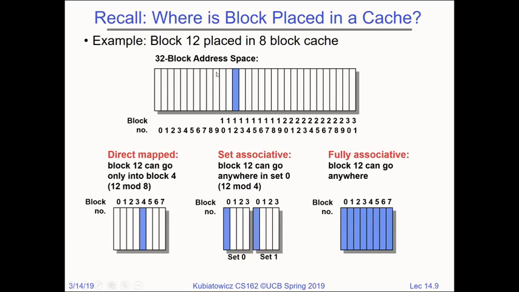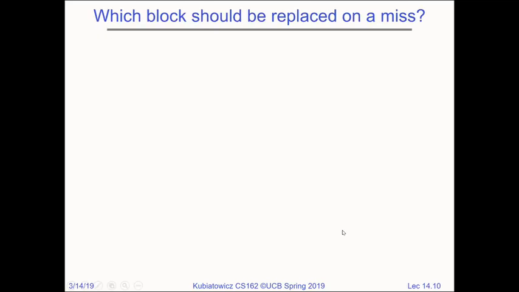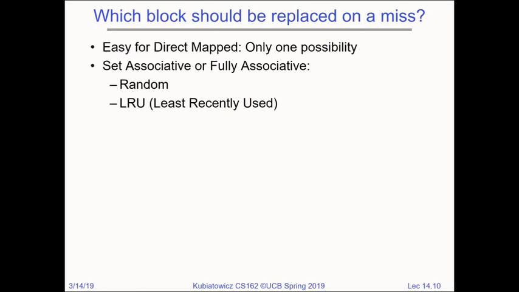So, of course, where does the block go? Direct map, there's exactly one place for it. Set associative, there's multiple. If it's two-way set associative, there's two places. Fully associative, it can go anywhere. All right. So I was just rushing through this at the very end of the lecture. So you could ask, when I have to kick something out, how do I choose the thing to kick out?